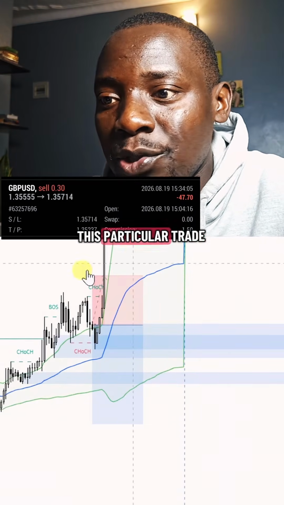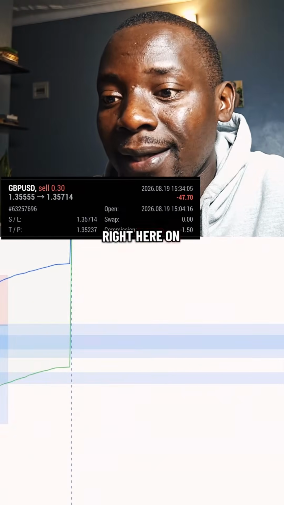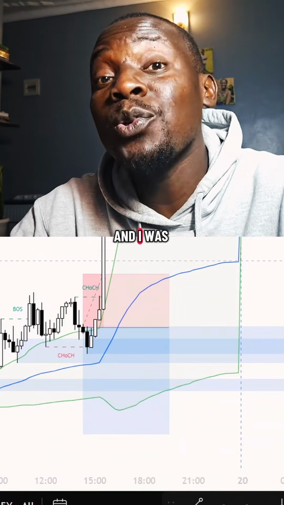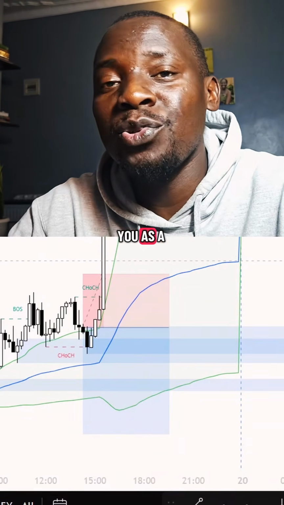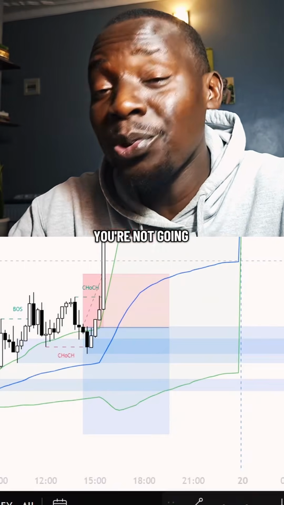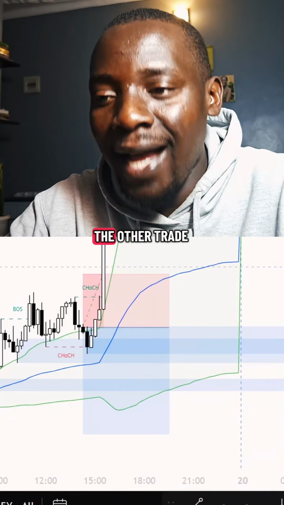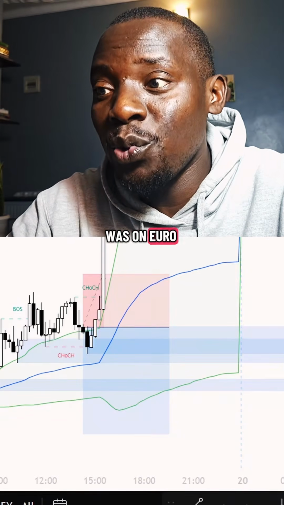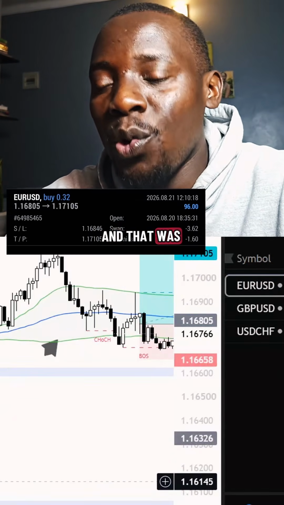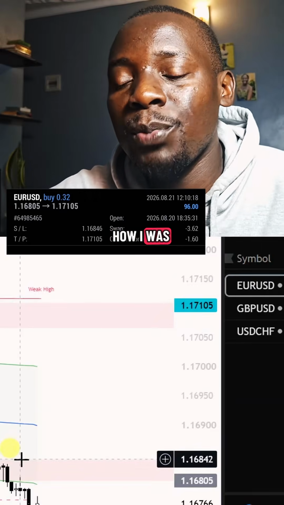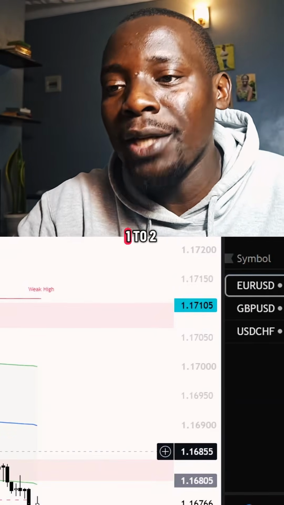For the next trade, it was on GBPUSD, and this was on the 18th. I took this particular trade right here on the 19th, and I was wrong on that trade. So for you as a trader, you must understand that you're not going to win each and every trade. That is a fact. And then the other trade that I took was on EURUSD, and that was on the 20th. This is how I was able to catch this nice 1 to 2.